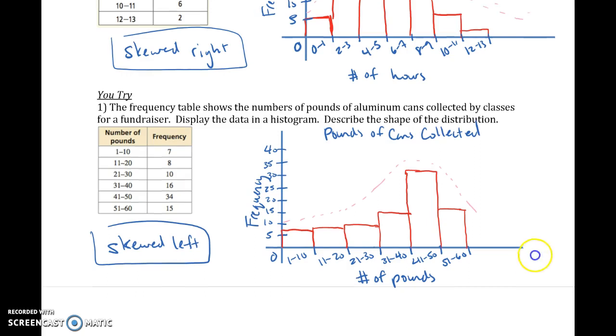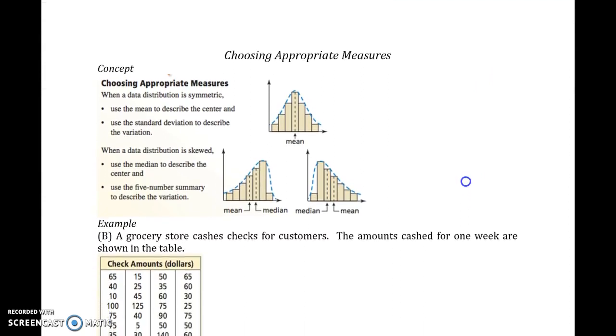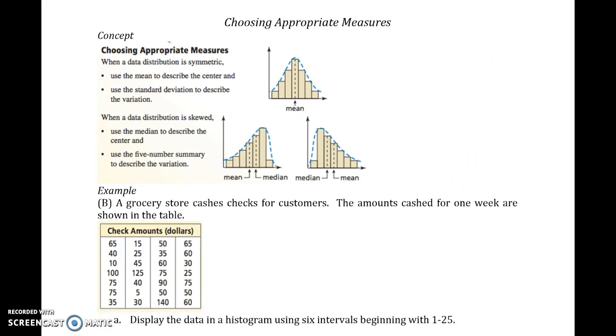Okay, let's take a look at the next concept. So how do we choose an appropriate measure? Here's where having that distribution is interesting, because we can choose a measure of center that can really represent the center of the data based on the distribution. So if we have something that is symmetric, meaning we have the mean right down the middle, right about average, we use the mean to describe the center, and then we're going to use standard deviation to describe the variation.